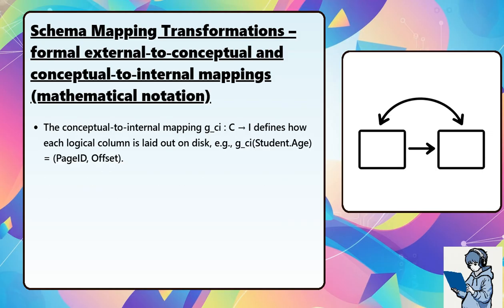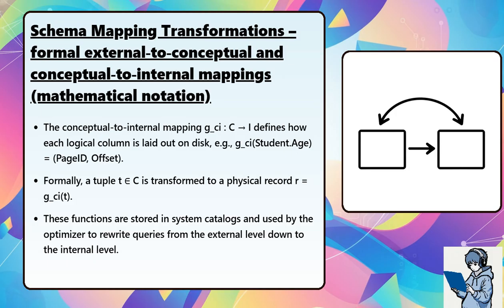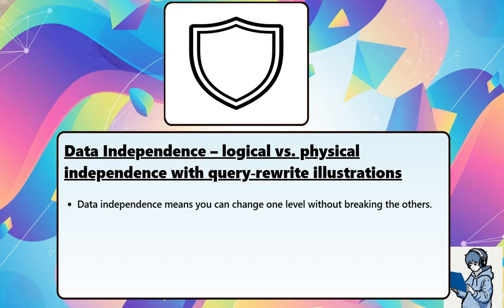The conceptual to internal mapping, G sub CI from C to I, defines how each logical column is laid out on disk. For example, G sub CI of student.age equals page ID, offset. Formally, a tuple T belonging to C is transformed to a physical record R equals G sub CI of T. These functions are stored in system catalogs and used by the optimizer to rewrite queries from the external level down to the internal level. Data independence means you can change one level without breaking the others.